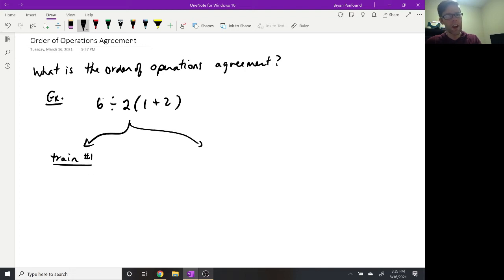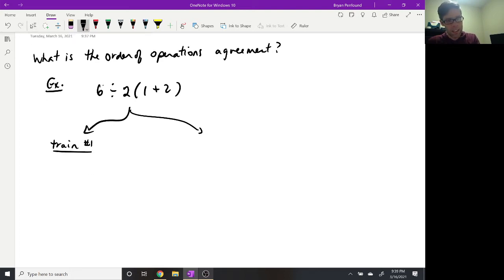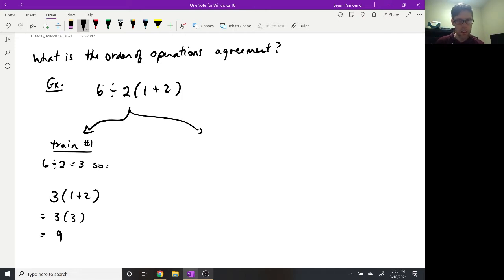The first train of thought goes like this. Well, 6 divided by 2 is 3. We get 3 bracket 1 plus 2. And we know that 1 plus 2 is 3. So this is really 3 times 3, so this is really 9. Okay, so that's train of thought number 1. Do the division first, and then we work through the rest of the question after we've dealt with that preliminary division.